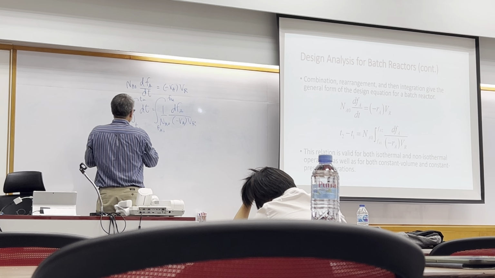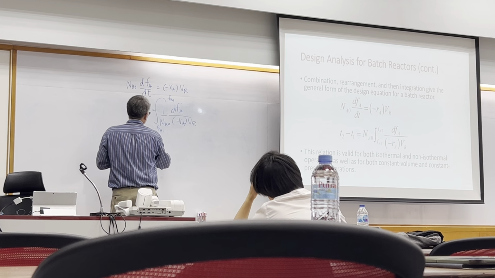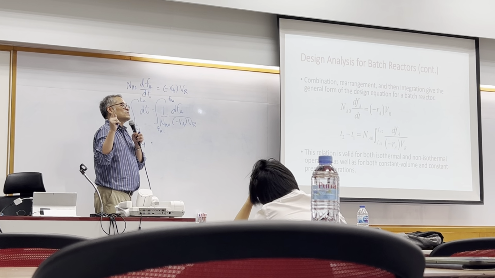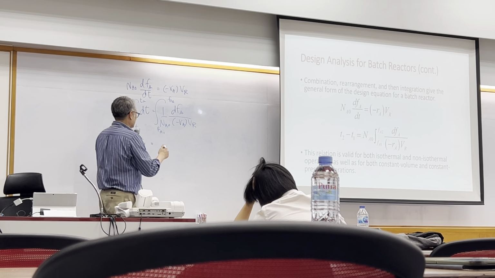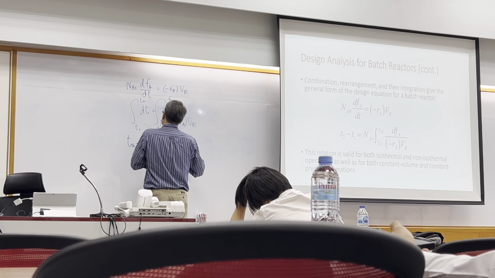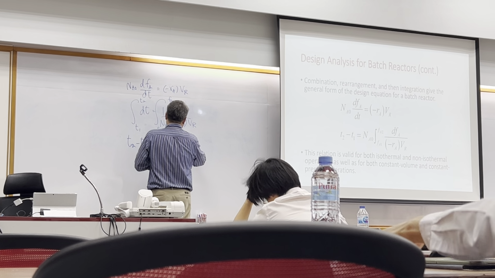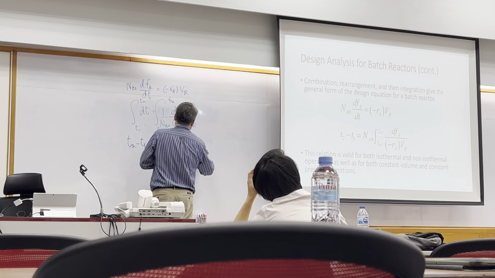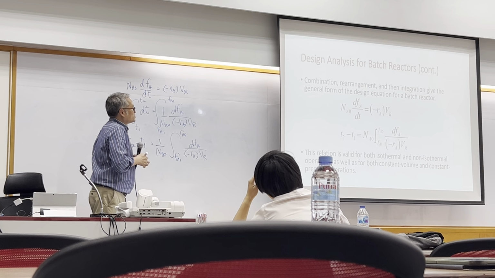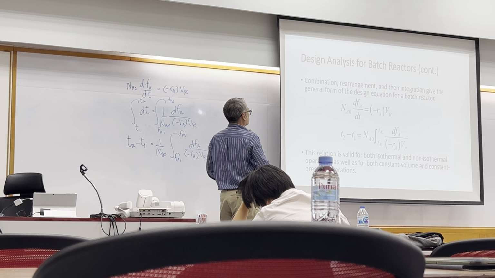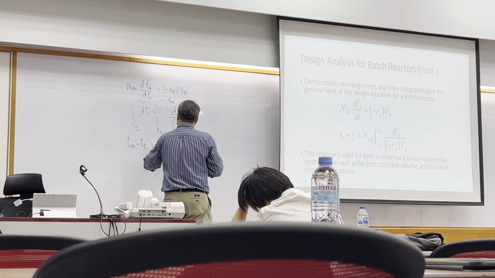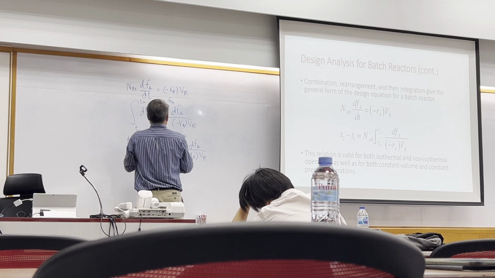Okay, so you integrate this, you get T2 minus T1. On the right hand side, NA0 is constant because NA0 is the number of moles of the reactant A at the beginning, so we pull it out. And then you have from FA1 to FA2, dFA over minus RA VR. It's NA0 on top, because it's on this side.